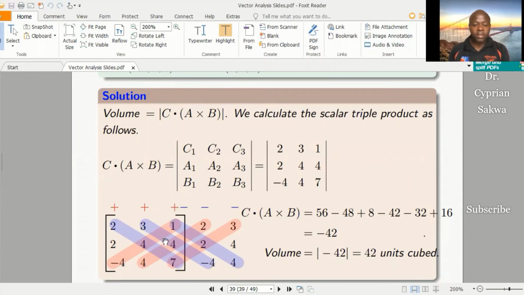And then multiply along these right diagonals and subtract the result. For instance, this would be 14 times 3, which is 42, and subtract the result, 42. This will be 16 times 2, which is 32, and subtract. So when you do that, you find that this scalar triple product is negative 42. And so the volume should be the magnitude of this. So the volume is the magnitude of that, which is 42 units cubed.